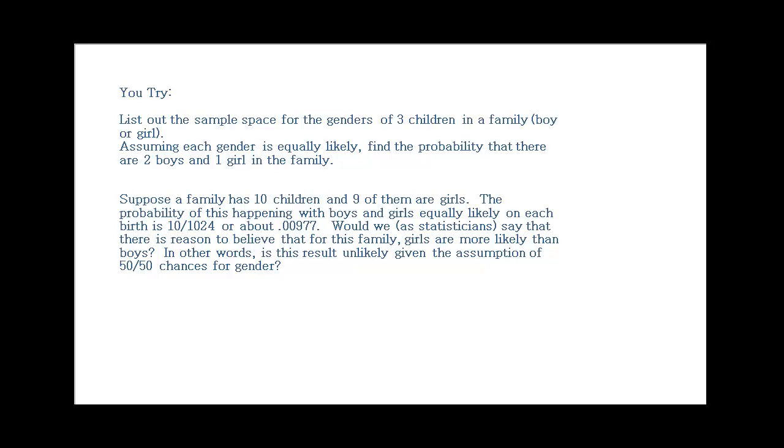And then here's an interpretation question to go along with this. Suppose a family has 10 children and 9 of them are girls. The probability of this happening with boys and girls being equally likely is about 0.00977, and we'll look at how to compute that in a later section. Would we, as statisticians, say that there's reason to believe that for this family, girls are more likely than boys? So think about what we would conclude based on that.